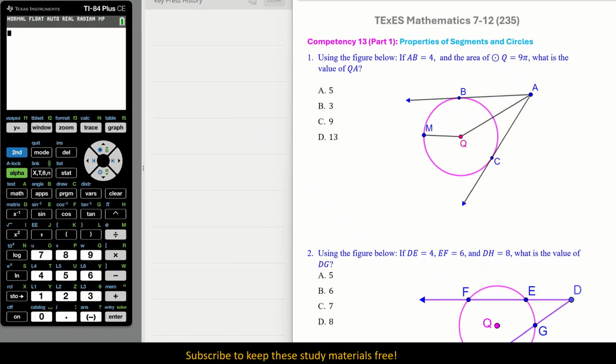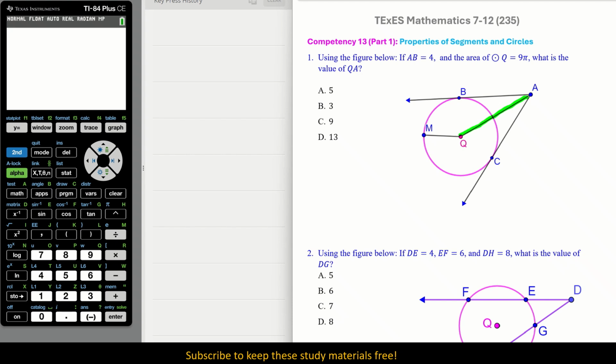Number 1, use the figure below if AB equals 4 and the area of the circle Q equals 9 pi. What is the value of QA? Okay, so QA is what we're looking for. Now we are given the radius. It's hiding in the area of the circle.